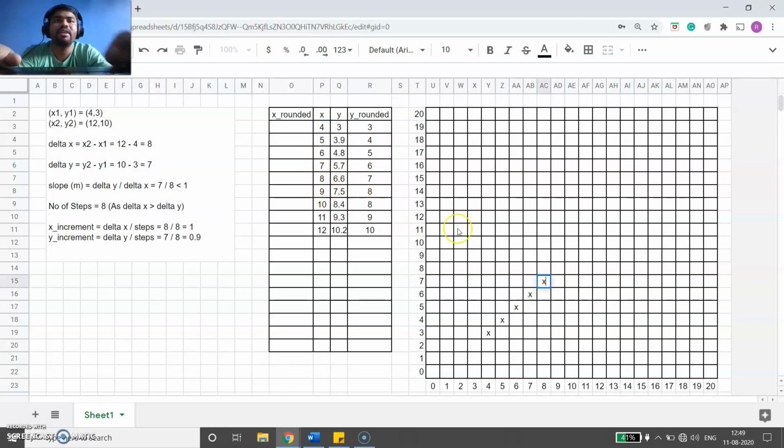Then we have 9 comma 8. Then we have 10 comma 8. Then we have 11 comma 9. Then we have 12 comma 10.